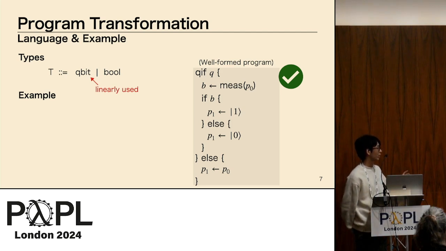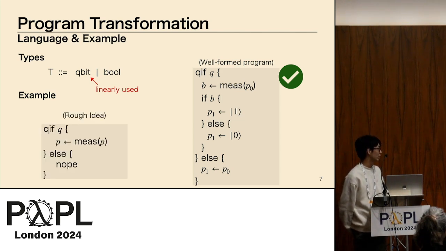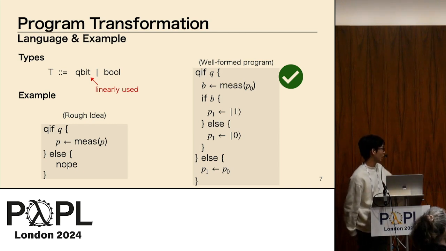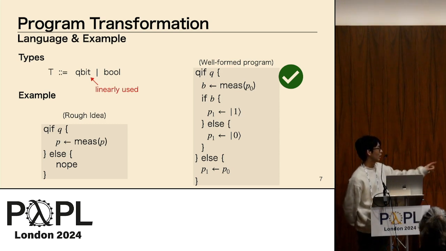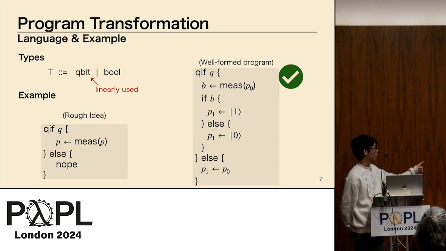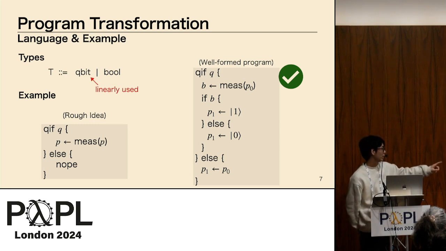The idea of the example is just a quantum control measurement. But this program has a little bit of a problem. The outcome of the measurement has to be Boolean, but this P is a qubit, so I just fix this type error, and we get a program like this. So what we're going to do is to transform this program into a program without measurement appearing inside a quantum myth.